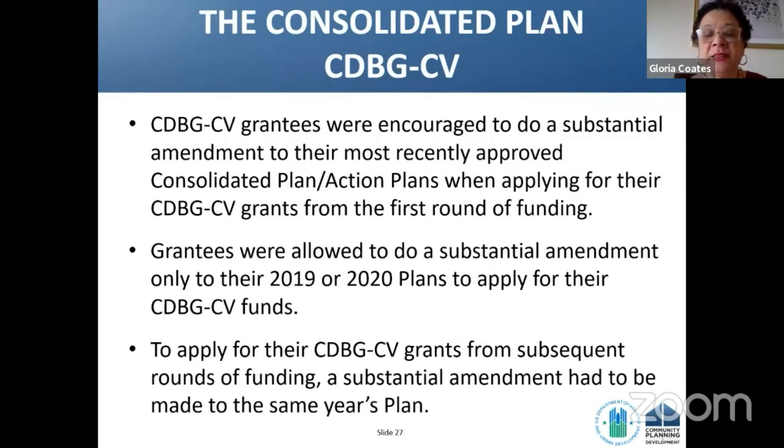CV2 was limited to the District of Columbia and states. So for entitlements, and I work in the entitlement division, so that's kind of my bias, you were required to make a substantial amendment to the same plan. We had grantees that asked, well, can I make a substantial amendment to the 19 plan and then do another one to the 2020? No. If you amended the 19 plan to apply for your CV1, then when you apply for CV3, you had to do another substantial amendment to your 19 plan. Next slide, please.